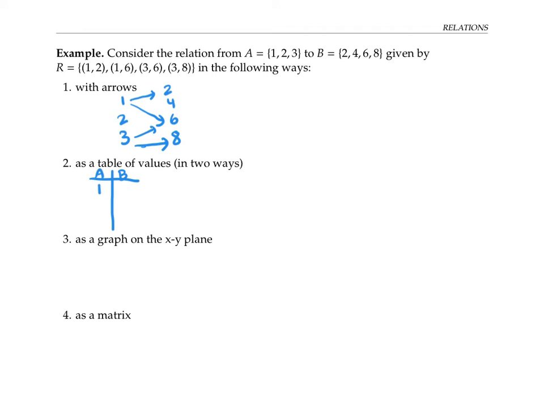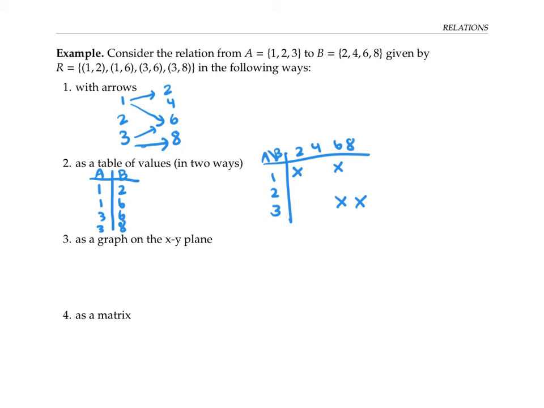We could also represent the relation as a table of values, where we simply write the ordered pairs in a table, like this. Or we could write it as a table of values in another way. Here, the elements of A index the rows of my table, and the elements of B index the columns. And I'm going to put an X in the table if the number a and the number b for the row and column are in the relation. So (1, 2) is in my relation, (1, 6) is in my relation, (3, 6) is in my relation, and (3, 8) is in my relation.